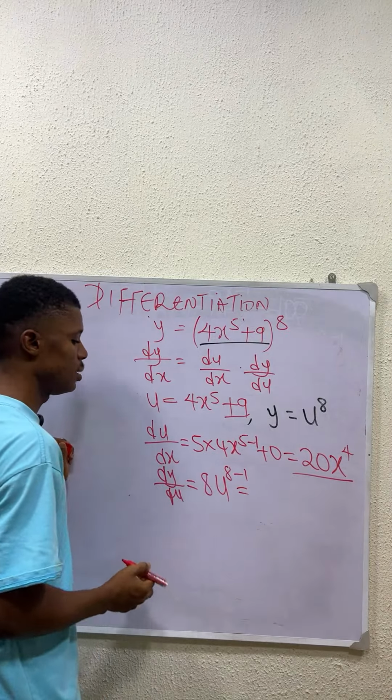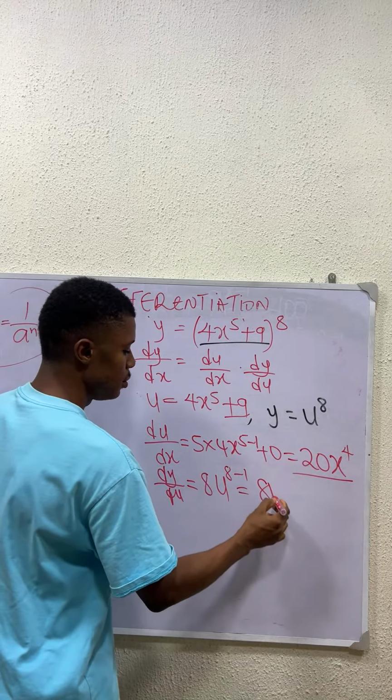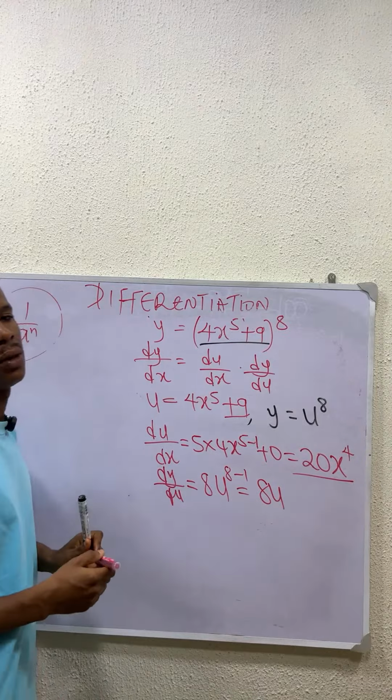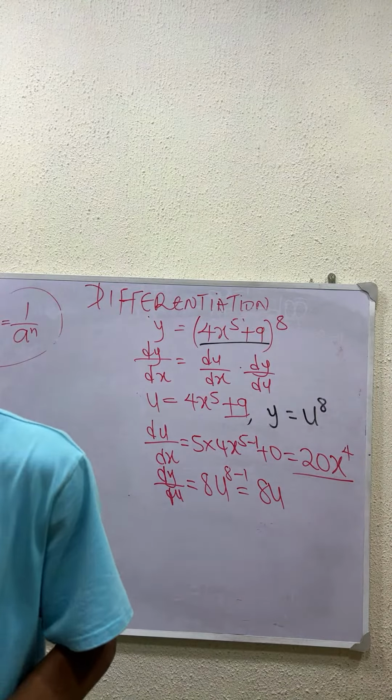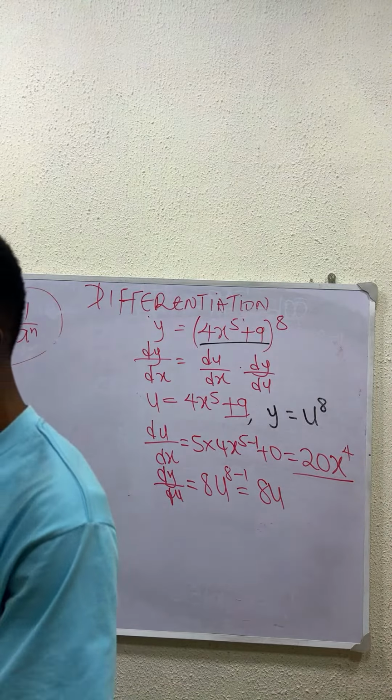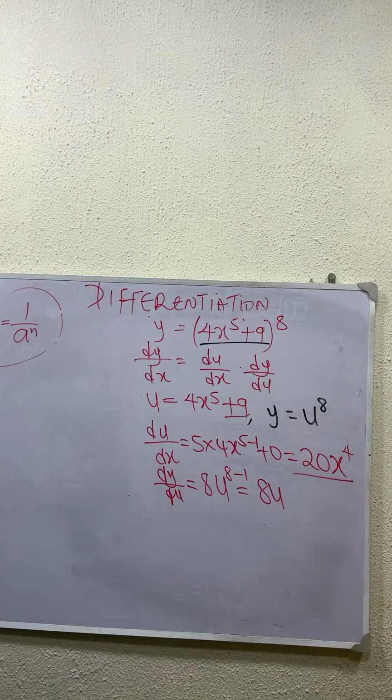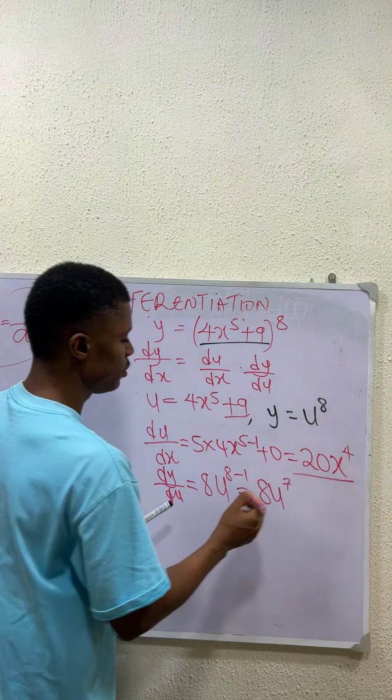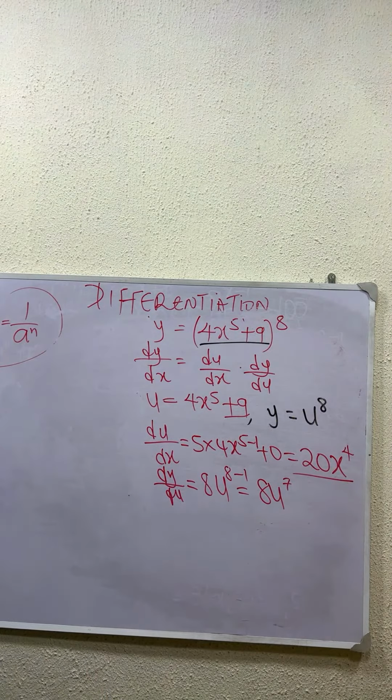Then the next one is 8u. 8 minus 1 is what? 8 minus 1 is 7. Good. So we have it as 7. Okay. So that's it.